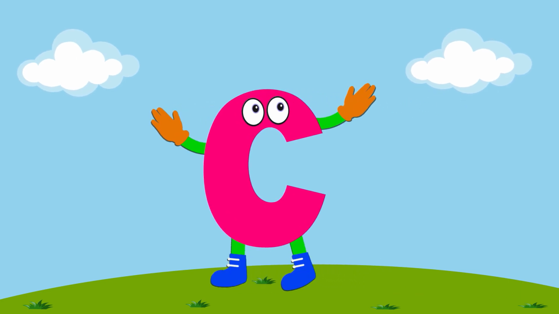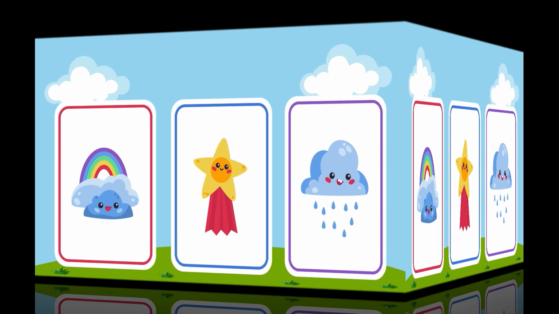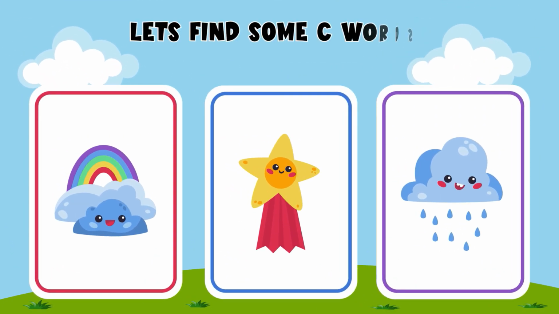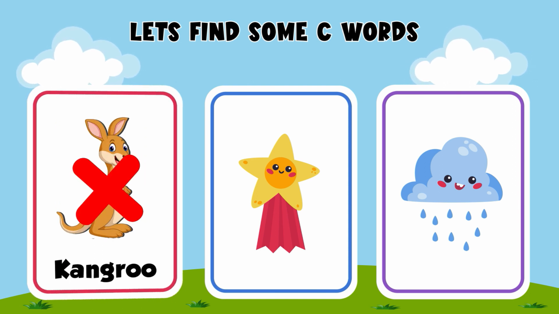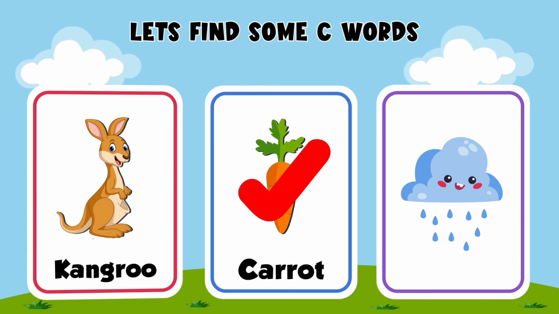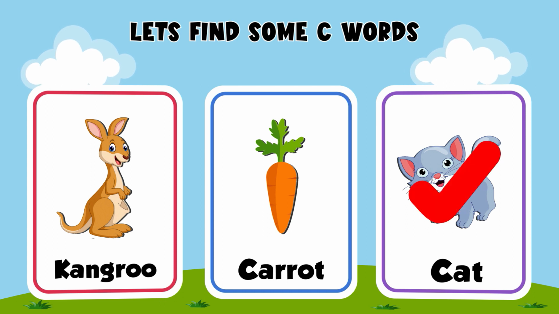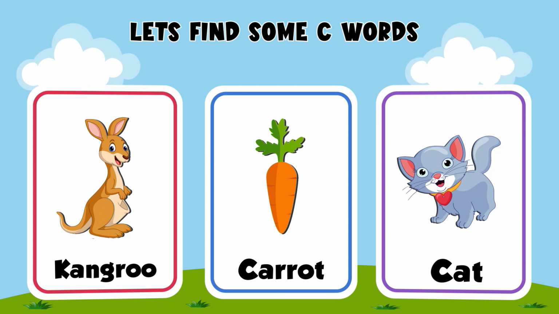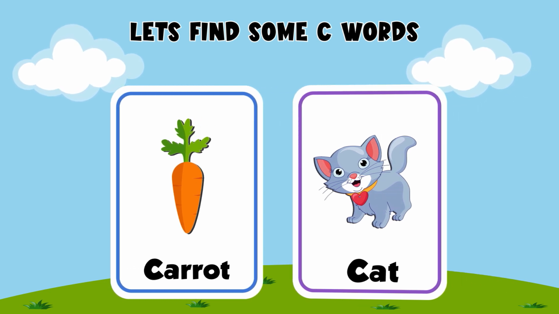This is alphabet C. Let's find some C words. Kangaroo. Carrot. Cat. C, carrot. C, cat.